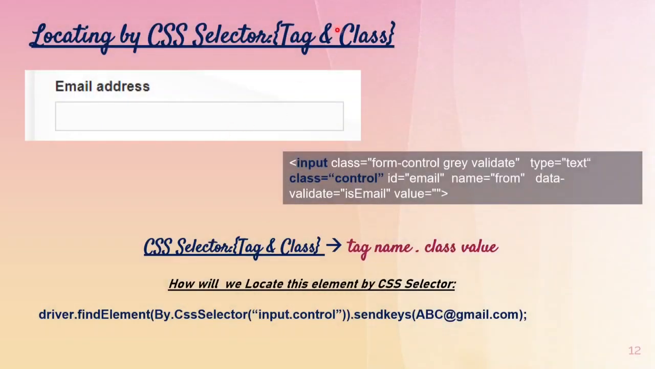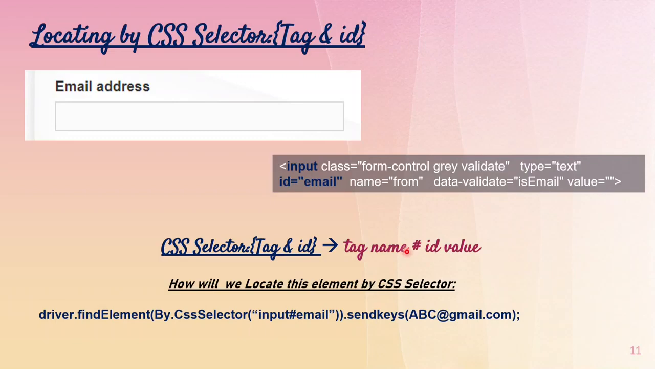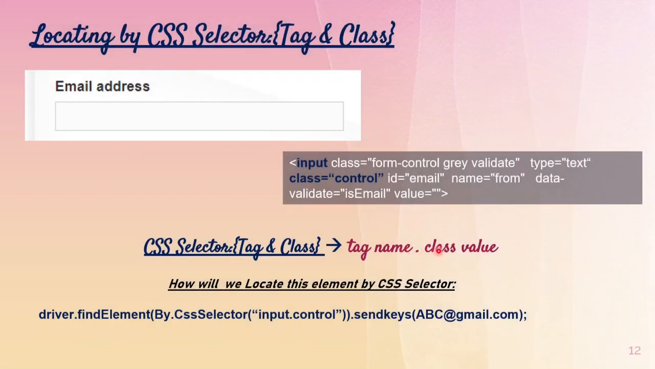Now let's see for tag and class. Here we have the text box, email address, and we have the syntax over here. So how are we going to write for tag and class? For class we use the dot operator. Here you can see we use a dot, right? Similarly, before we were using hash for ID, so here we are using the dot for class.